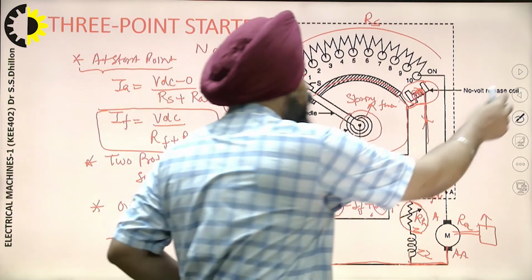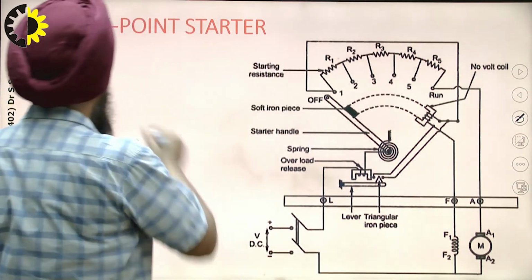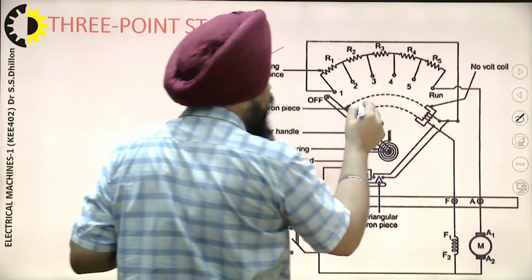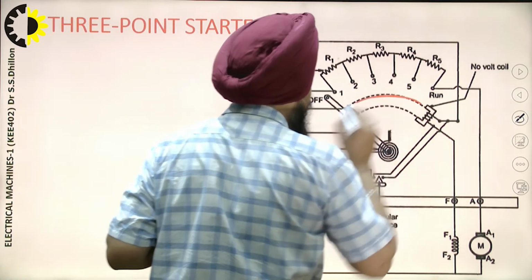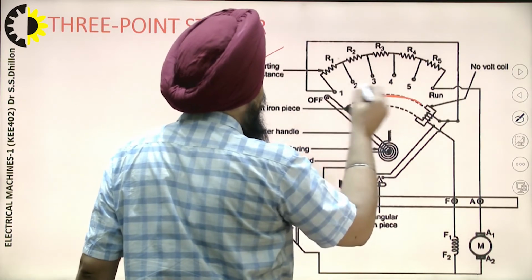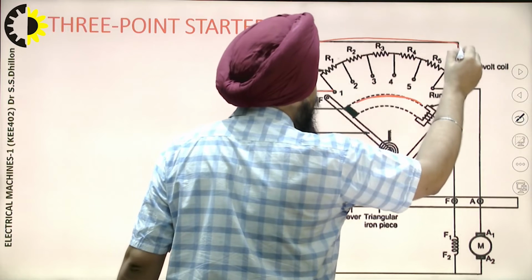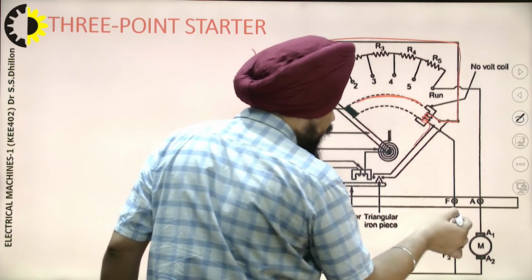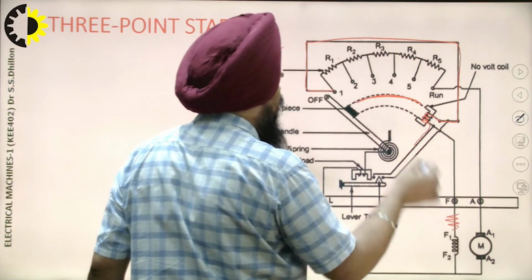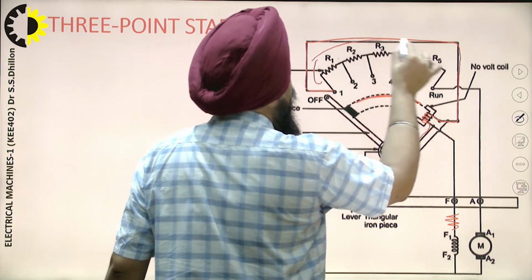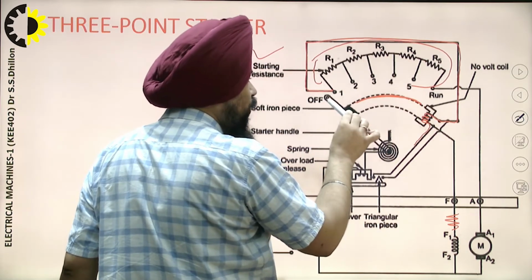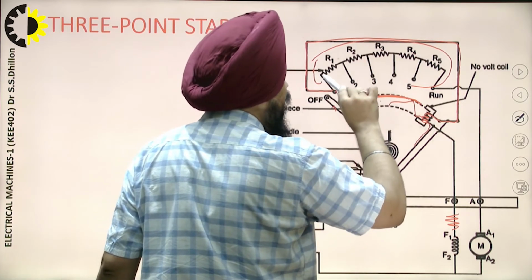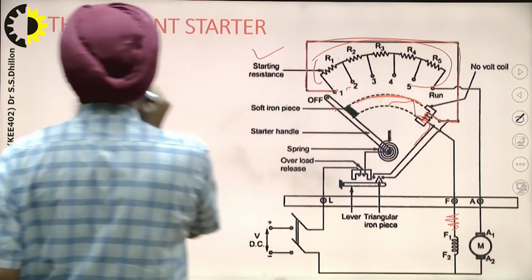Now come to the next point. As I already discussed, this is another way of connecting the 3-point starter. In this, there is no brass conducting path available. Only the resistances are connected and one connection is given to the field winding in the same manner. But now instead of having a rheostat in the field circuit, we have provided the resistance over here. When we move this handle from 1 to the run position, accordingly this resistance is cut from the armature circuit.